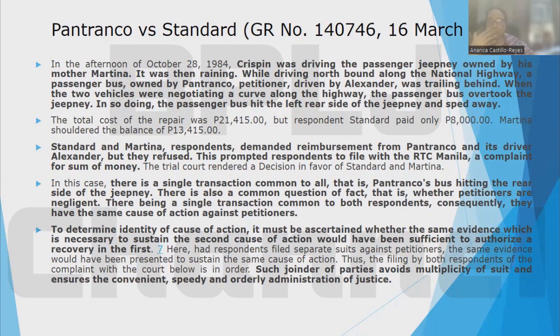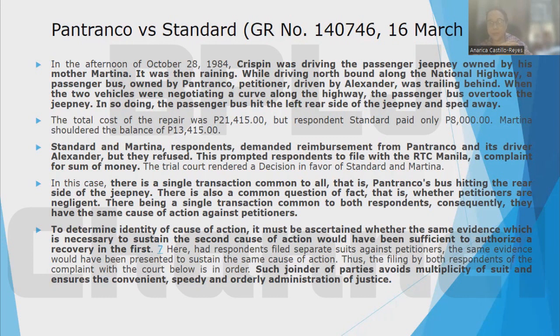Martina, based on quasi-delict, because Pantranco violated his right to operate or drive the vehicle safely along the highway. On the other hand, Standard, because of his substitution as insurer of the jeepney. Okay? He was substituted to the rights of Martina to collect from Pantranco and the driver the amount that he paid to Martina. Okay. So there is a single transaction which is common to all.